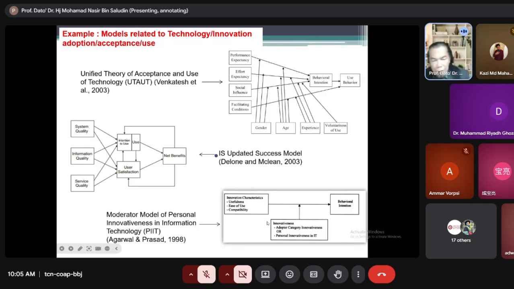This is the innovation characteristic: usefulness, ease of use, compatibility, and the mediator is innovativeness, adopter category innovativeness, or personal innovativeness in IT. Then the dependent variable is behavioral intention.